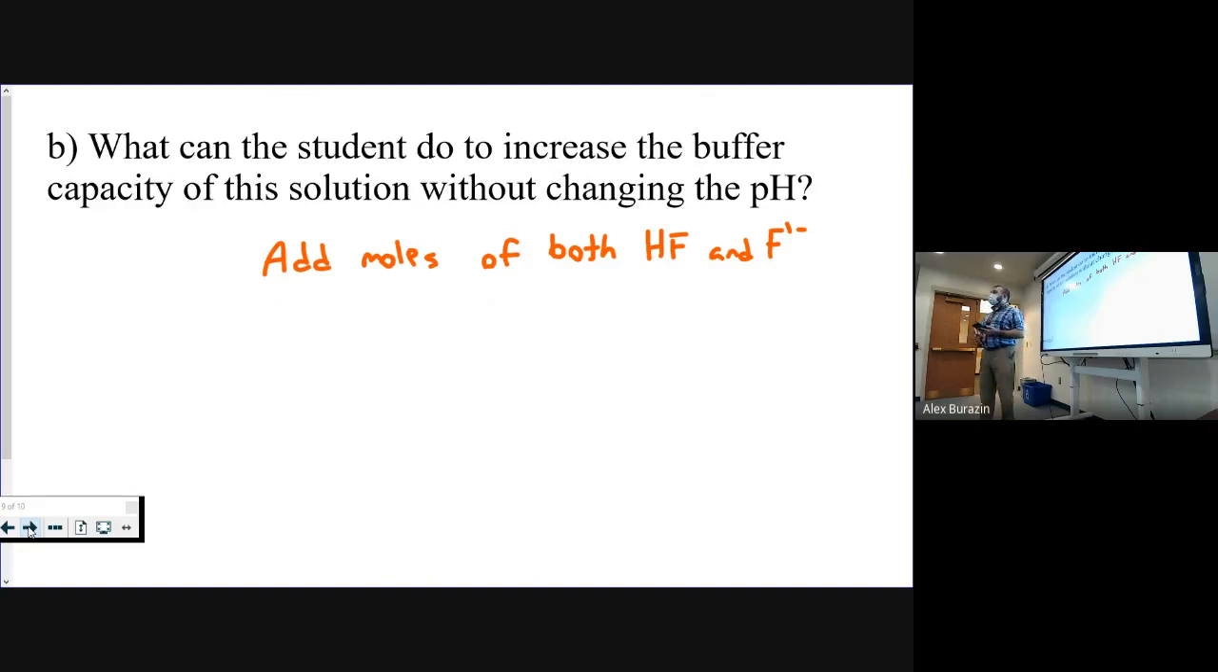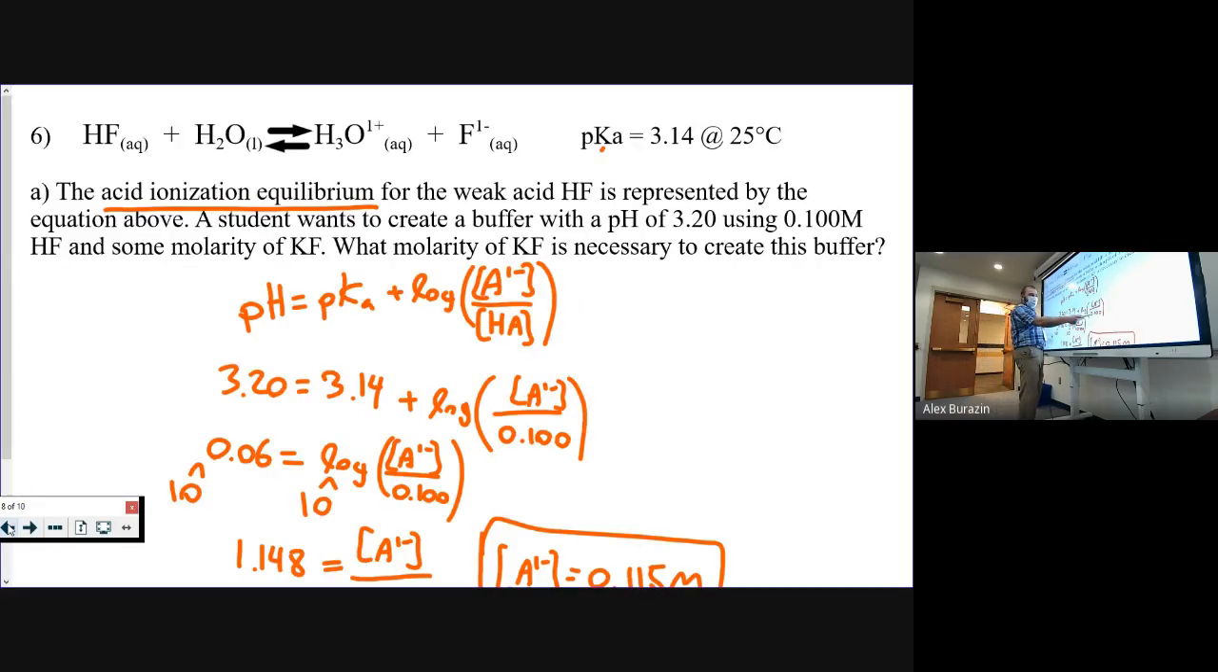I need to maintain that ratio. In other words, for every 0.1 mole of acid I add, I need to add 0.115 moles of base. If I maintain that ratio, my pH is never going to change. Whether this is 0.1 and 0.115, or 10 and 11.5, right? Same ratio. Just way the heck more concentrated. As long as that ratio stays the same between my two components, the pH is going to be the exact same. What changes the pH of my buffer is if I start messing with that ratio and it's no longer where it was set at.